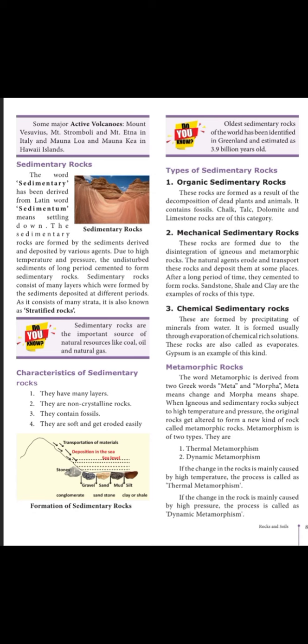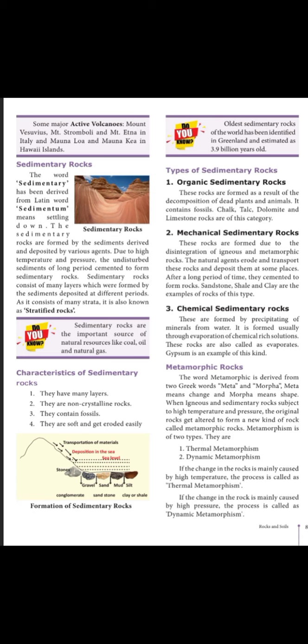Now, the Taj Mahal in India was built with white marble. It belongs to metamorphic rock. Then, formation of metamorphic rocks from igneous rock: granite into gneiss, basalt into slate. Formation of metamorphic rocks from sedimentary rocks: sandstone into quartzite, shale into slate.